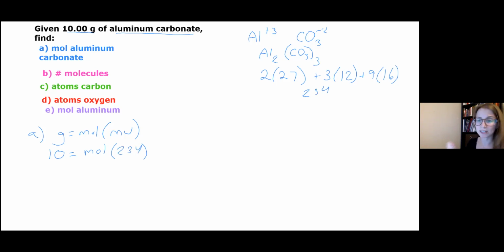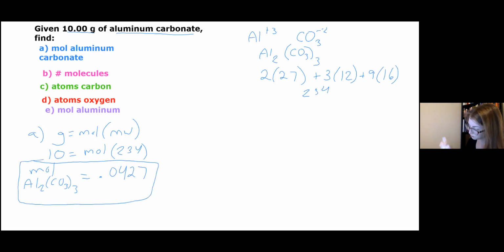So when I solve this, I'm doing 10 divided by 234 in my calculator. That will get me moles of aluminum carbonate, since that's what I had the grams and the molecular weight of. 10 divided by 234 is 0.0427. If you had rounded that to 0.043, that's fine, no big deal. And that's what they're looking for in part A. So that would be our answer. I'm going to go ahead and erase my work for the molecular weight. You can always rewind the video if you want to see that again.